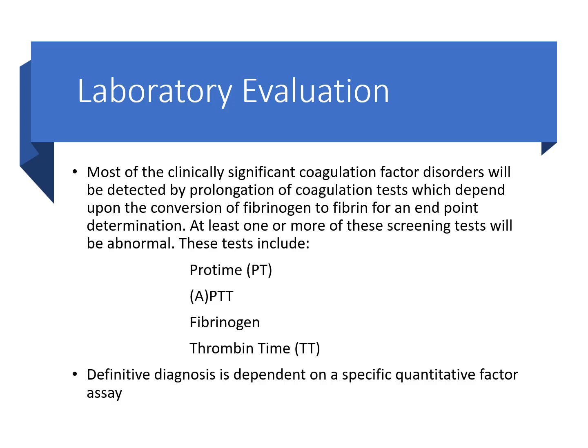So a definitive diagnosis is dependent on a specific quantitative factor assay. That means if we have a prolongation in any one of our tests, we have to go and now determine, okay, for example, let's say we have a pro time prolongation. We need to look to see, okay, is this a factor 7 deficiency, or a PTT prolongation? Is this a factor 8 or a factor 9 deficiency? And we will have to do a factor assay that is specific for those particular factors to determine whether or not there's a deficiency in any one of those.